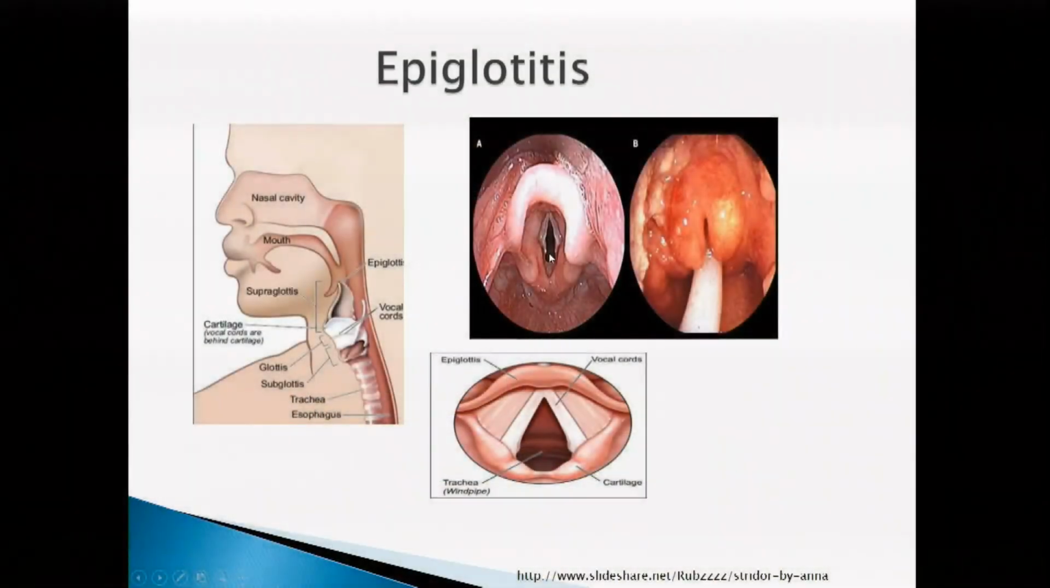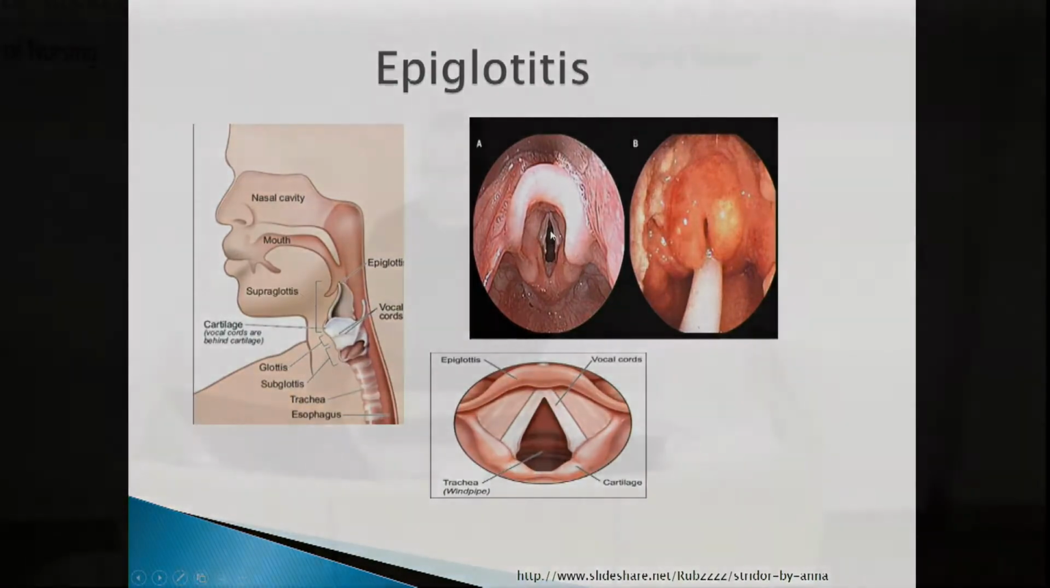So on the left, we see that this looks pretty open and unobstructed. We can see the vocal cords there, and it looks pretty good and clean. And then on this one, we actually see an ET tube. This child was intubated because the epiglottis is so swollen and so narrowing the airway that ventilation was not possible, and they needed emergency intervention by intubating.